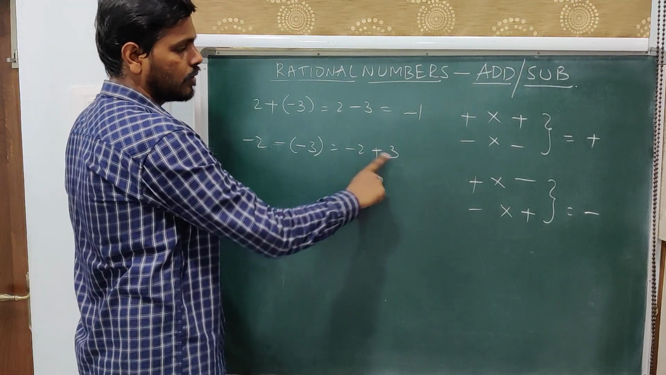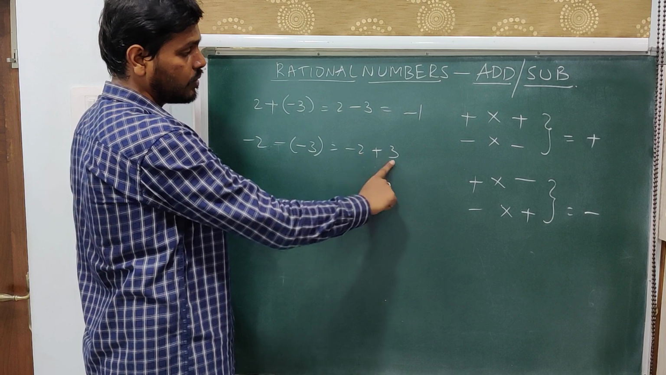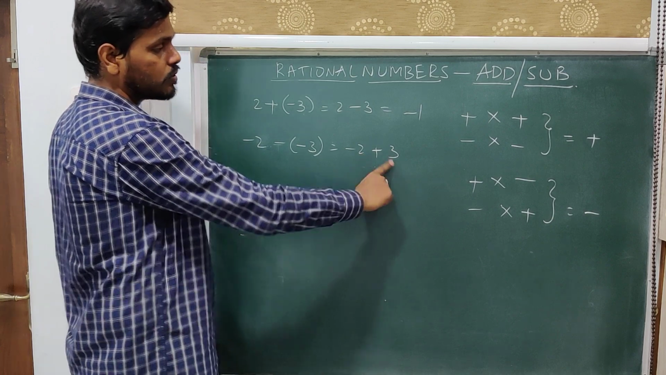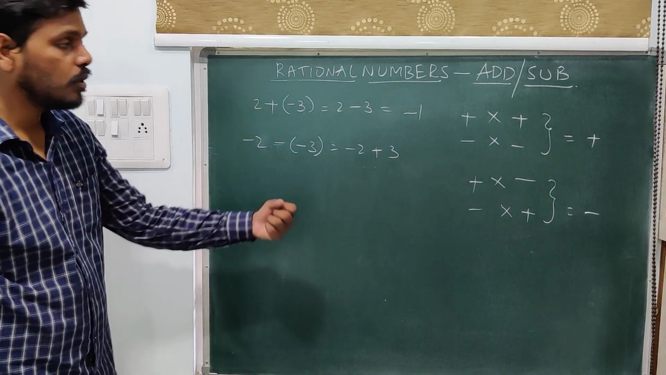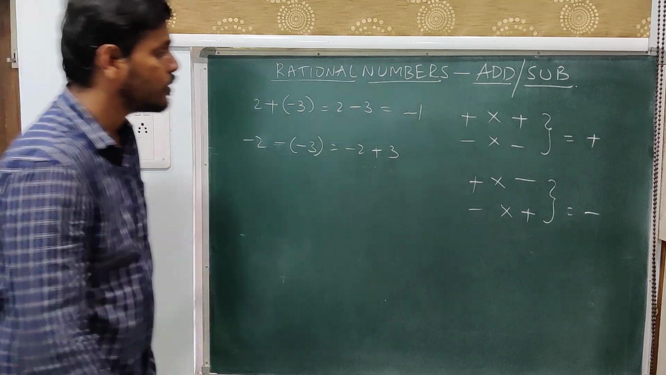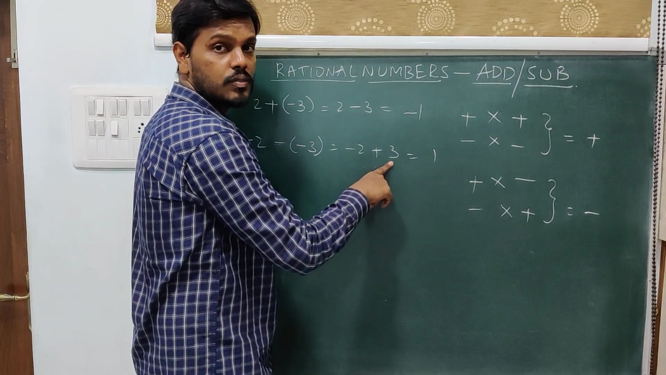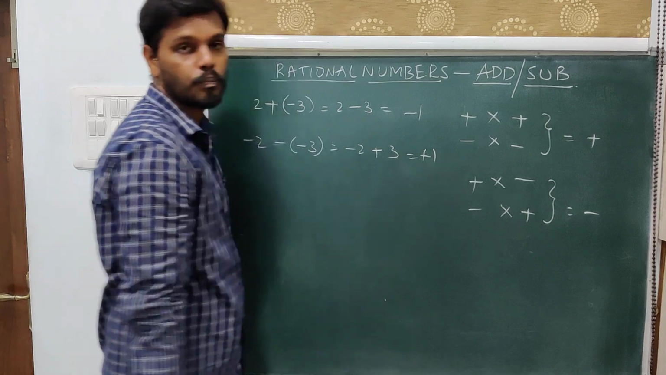2 plus 3. Now here you have numbers of different signs. When there are numbers of different signs, you will be subtracting. So subtract 3 and 2, you will get 1. The biggest number is 3, sign is positive, so you will get plus 1.